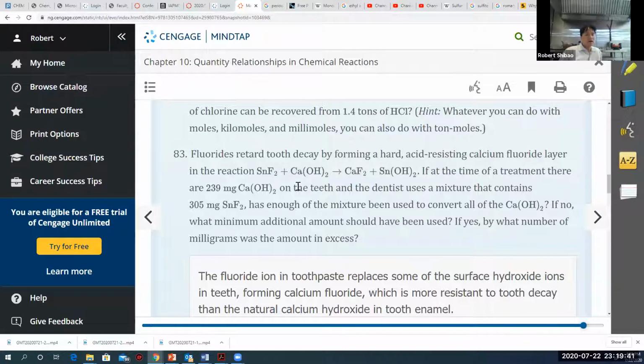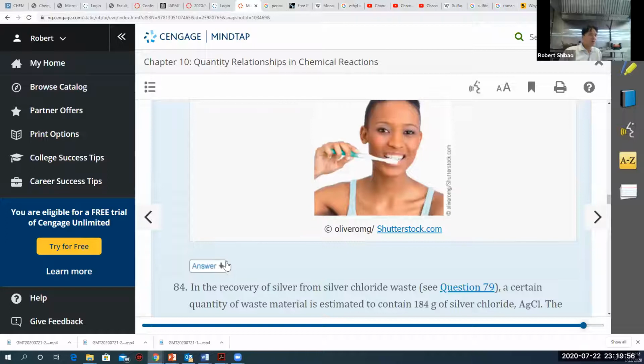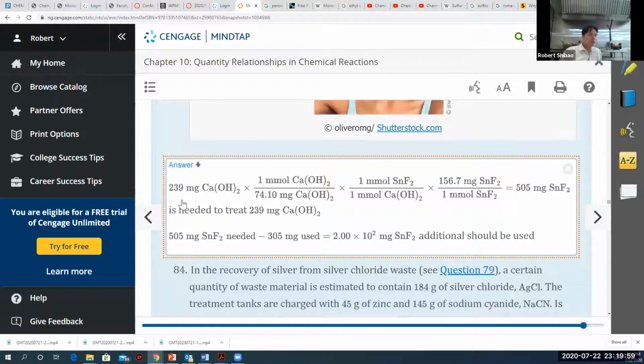we're going to have to calculate how much. Well, there are different ways of doing it. We could calculate how much excess remains and then figure out how much additional fluoride we need for that. Or, actually, there are a number of ways we could do it. So let's see, they're doing a comparison, 505. So they just look: your teeth require 505 milligrams of tin 2 fluoride, but you only had 305 milligrams. And so we need another 200 milligrams, basically. And there are other ways of doing this.